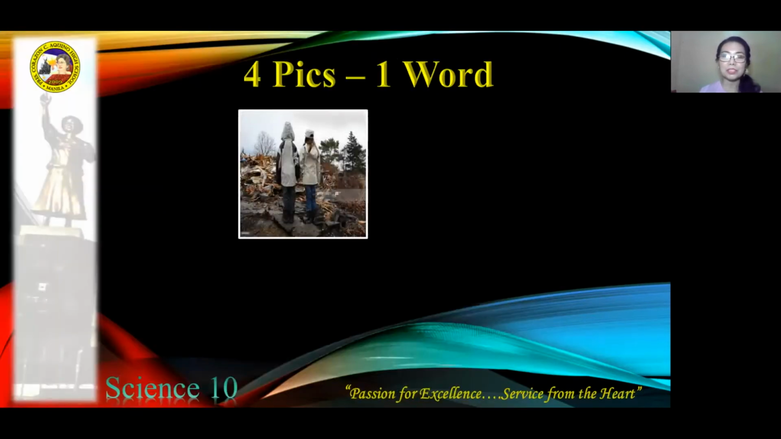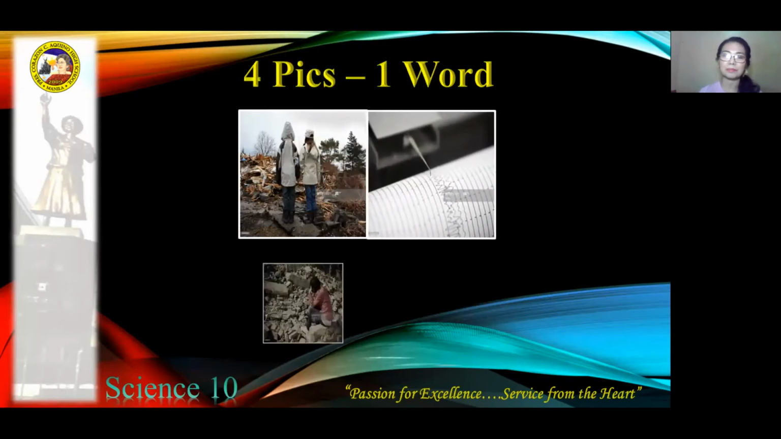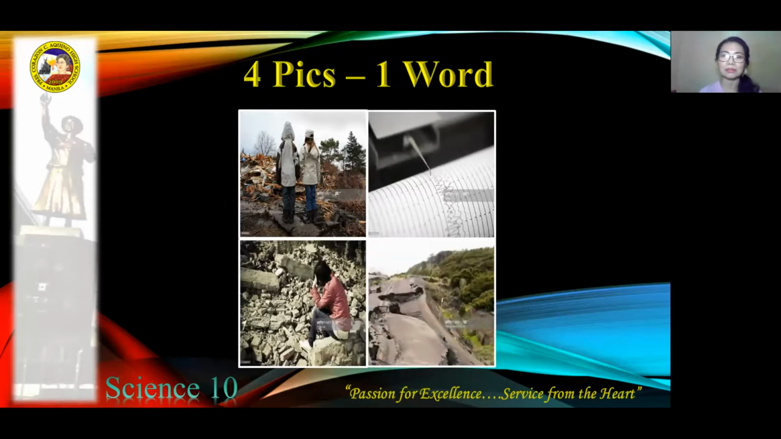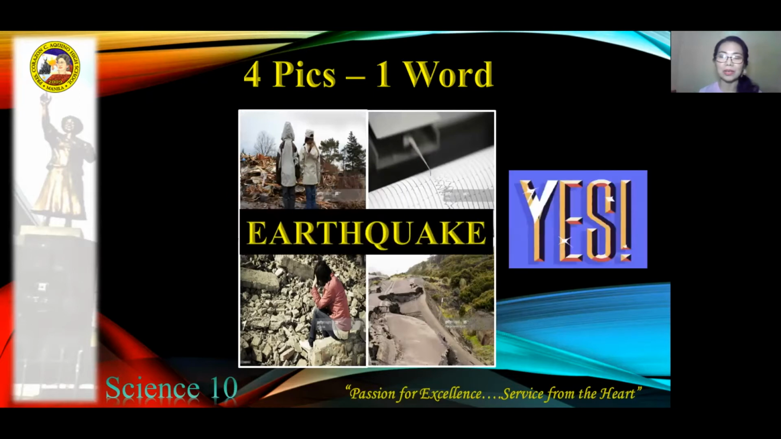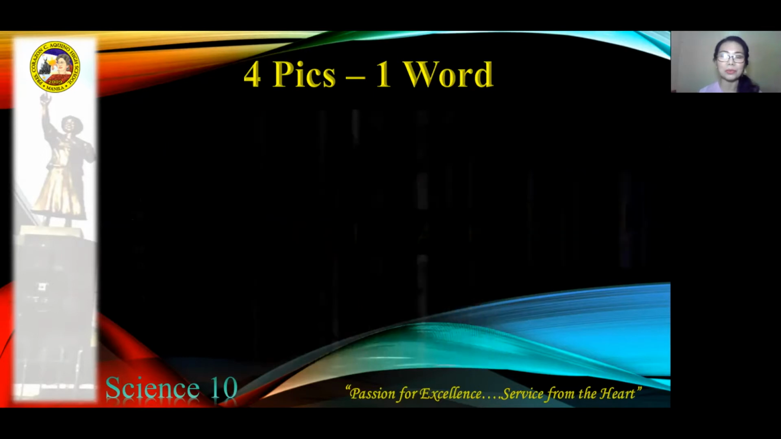We have the first picture, the second, the third, and the fourth. What is the word? It's earthquake. You got a big yes there. Earthquake refers to any sudden shaking of the ground caused by the passage of seismic waves through Earth's rocks. Let's proceed to the third one.